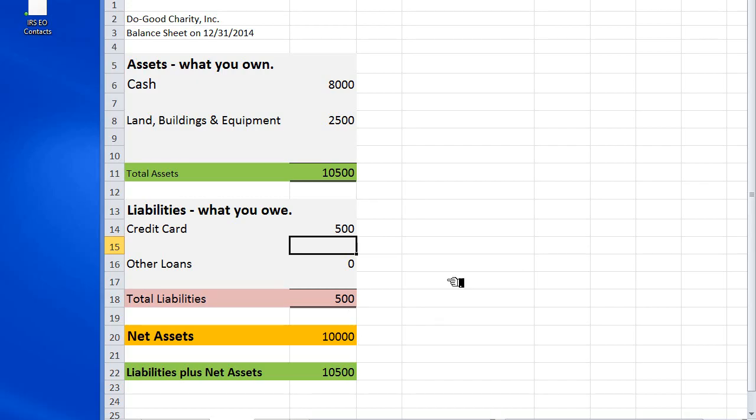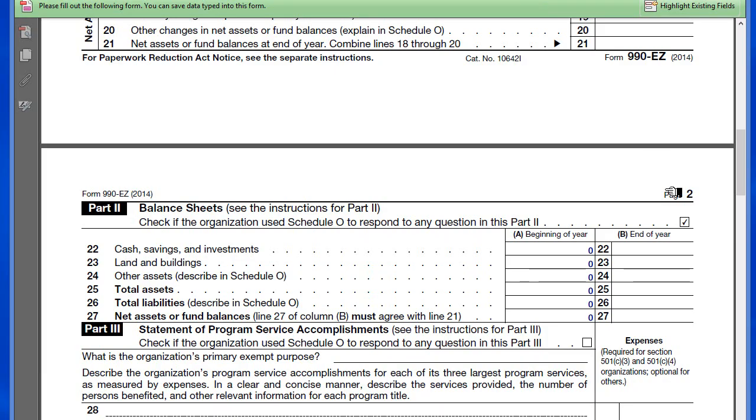So now we have to see, what does this look like when it's transferred onto the tax return balance sheet? For our cash, we had $8,000 at the end of the year. We didn't have any land and buildings. We had other assets. We had the computer and the printer. That was $2,500. So our total assets were $10,500. Our total liabilities were $500, right? That's what we owed on our credit card. And our net assets are $10,000.